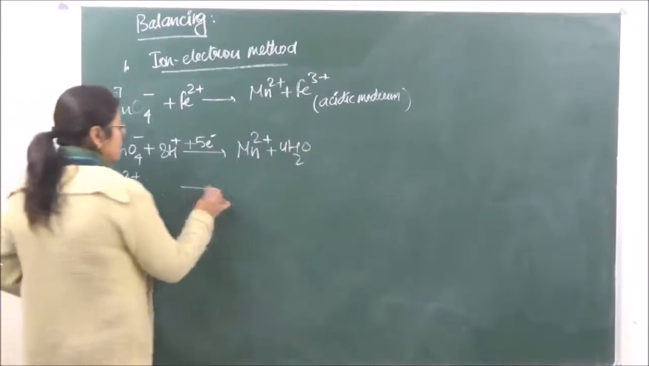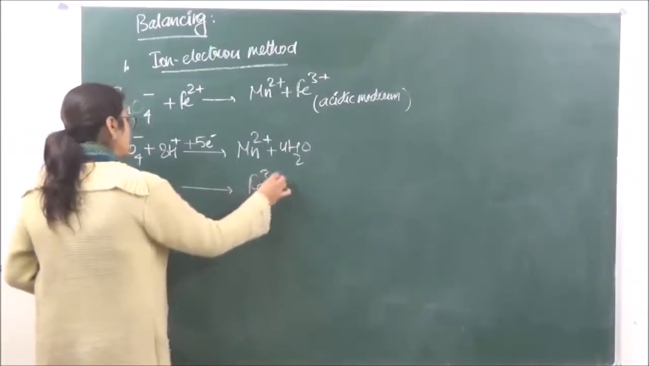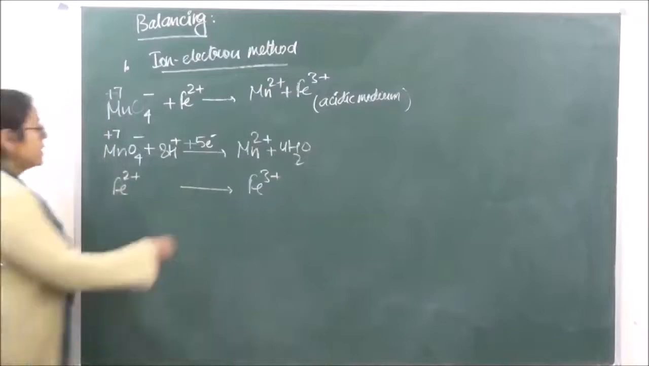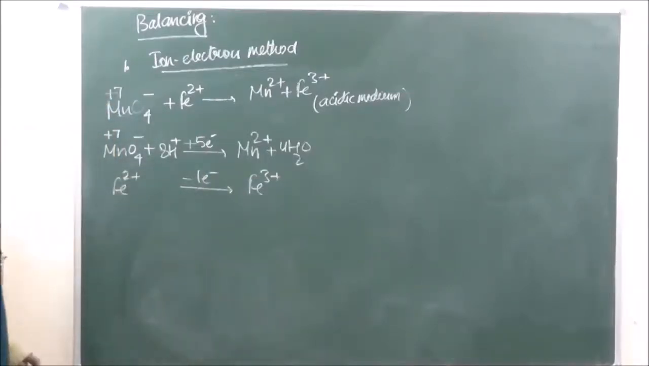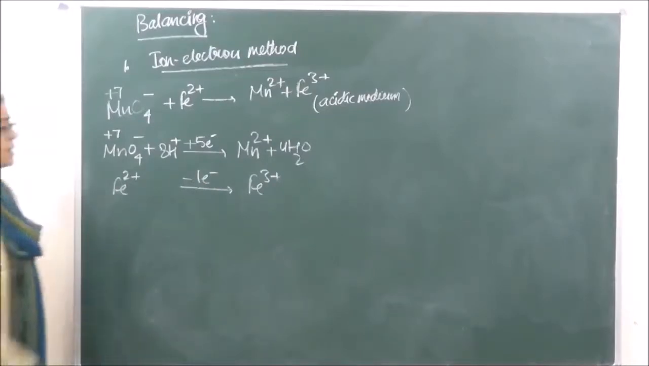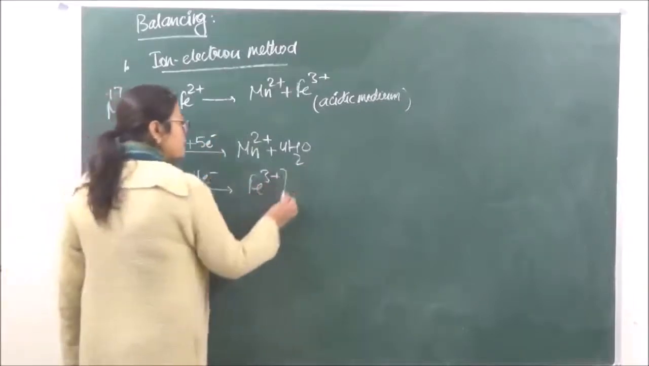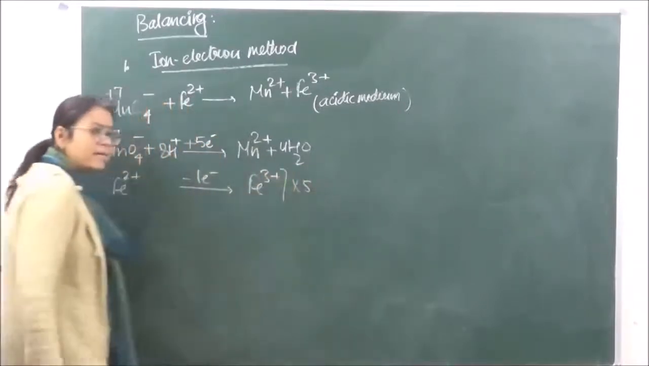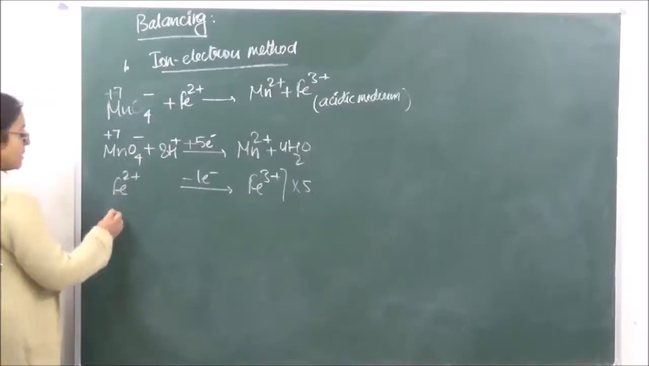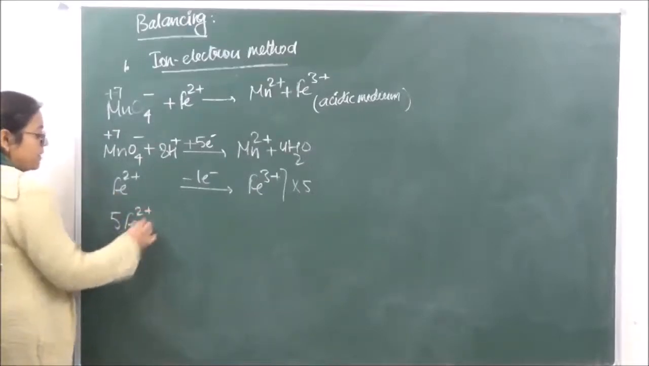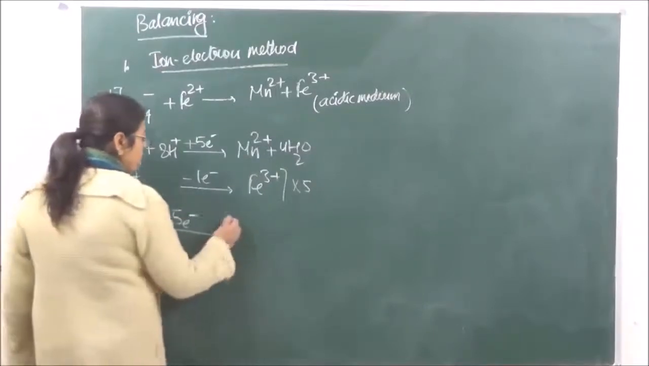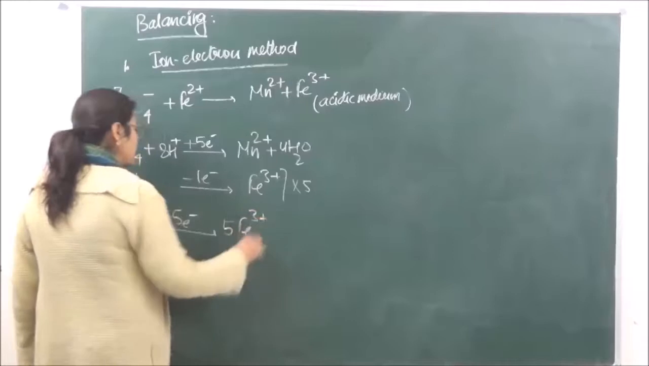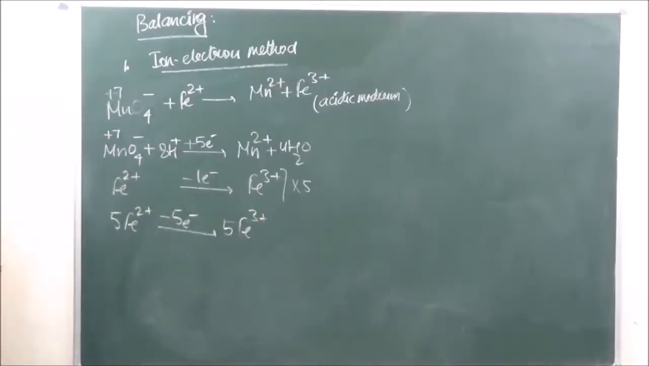Fe2 positive to Fe3 positive. Over here minus 1 electron is going to take place. So this is the first step in which we have balanced both the half reactions. Now we need to balance the number of electrons. यहाँ पे 5 है, यहाँ पे 1 है. So हम इसको 5 के साथ multiply कर देते हैं. So we will now have 5 Fe2 positive minus 5 electrons to give us 5 Fe3 positive. ठीक है?